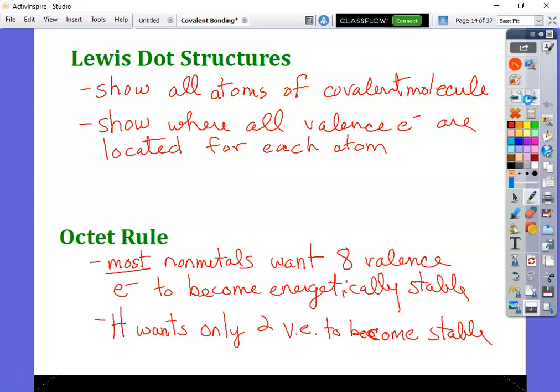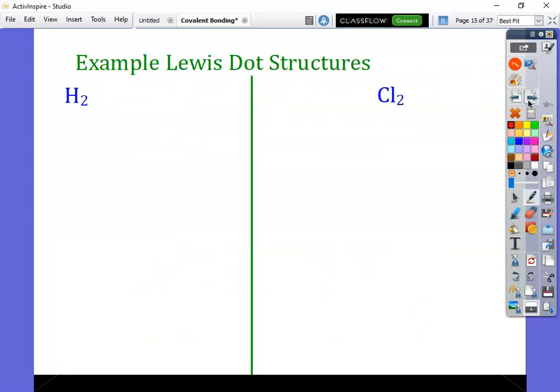All right, so let's take a look at what we're doing here. I'm just going to draw out some Lewis structures for you. The first one we have is H2. So this is made of 2 hydrogen atoms. And if I think about my hydrogen atoms and the number of valence electrons that they have, that means I have 1 valence electron for each hydrogen atom.